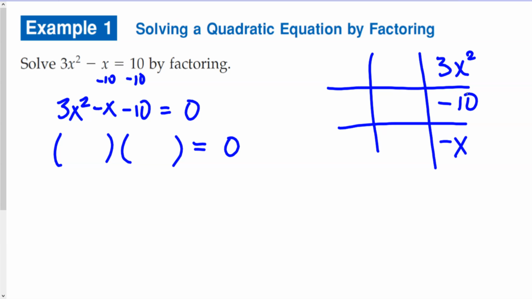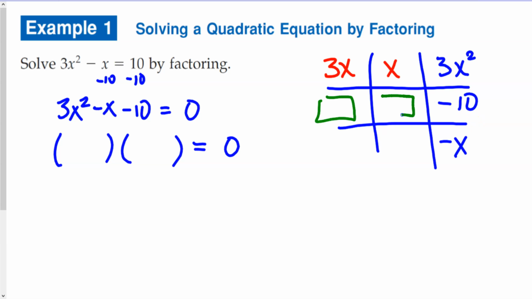What you want to do is come up with numbers that multiply to give you 3x squared. Well, there's really only one combination, 3x times x. That's 3x squared. Then you want to come up with numbers that give you negative 10. And those numbers in these spots also have to cross multiply to give you negative x. So really the only way you're going to get that answer is to just throw numbers in and guess. So I'm going to go 5 and negative 2.